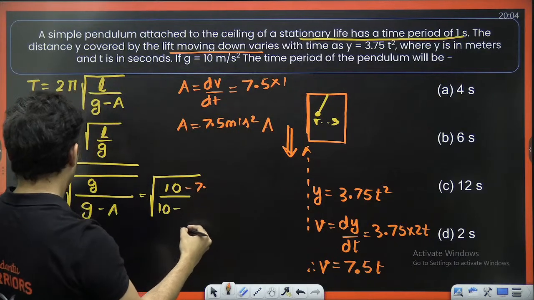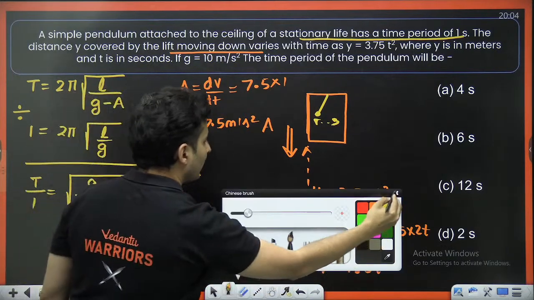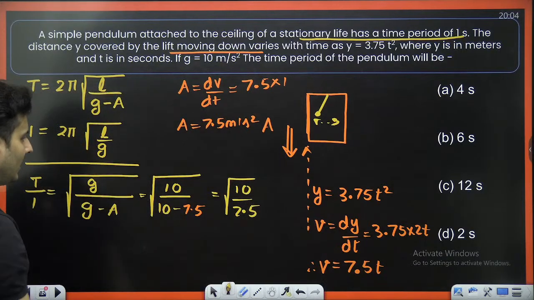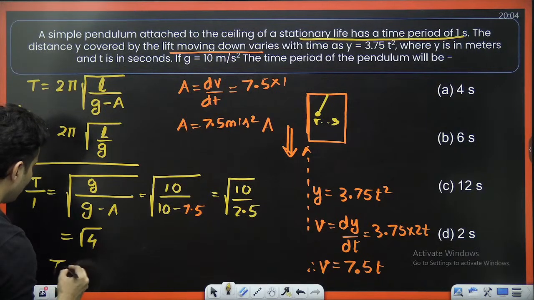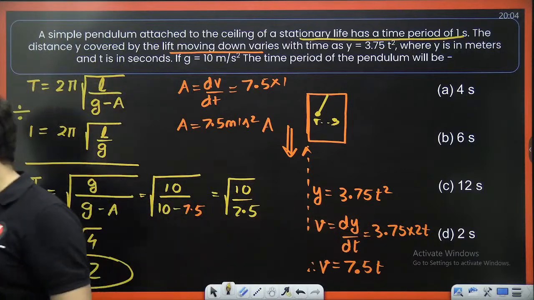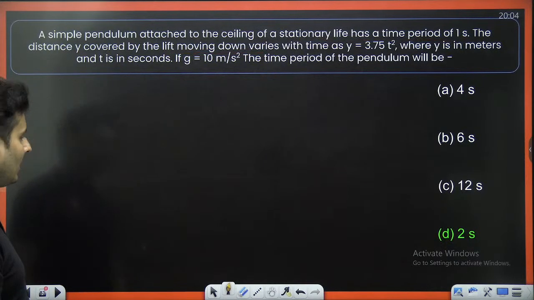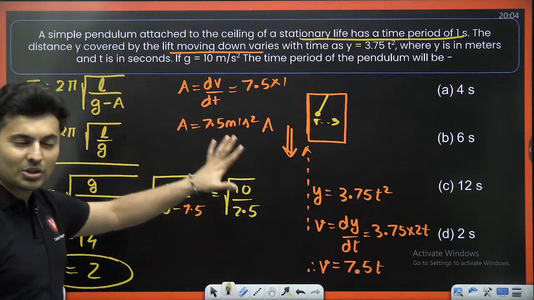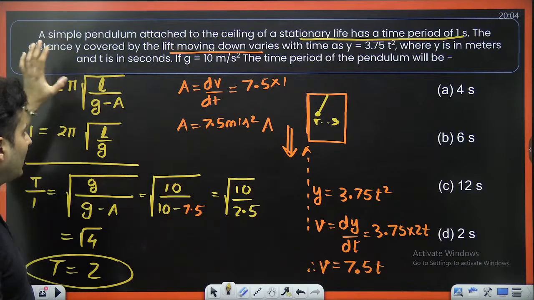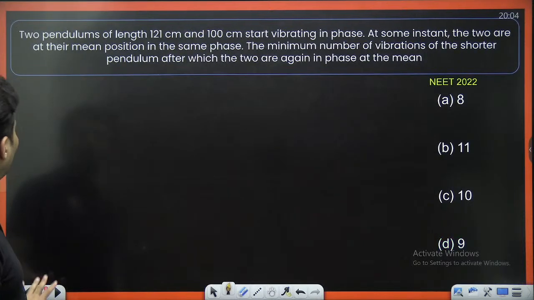So subtract 7.5 over here. What you are left with is root of 10 by 2.5. Is that right? So that will be root of 4. So time will be 2 seconds. So you should get the time value as 2 seconds, which is D for yes. D for doctor. Is that okay, everyone? Yep. Very nice question. Whether the lift is going up or down, we need to be careful. If it is going down, G minus A. If it is going up, G plus A. That's it. Great. Let's go to one more question.